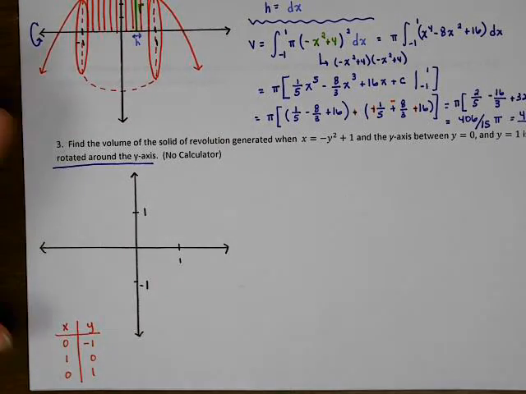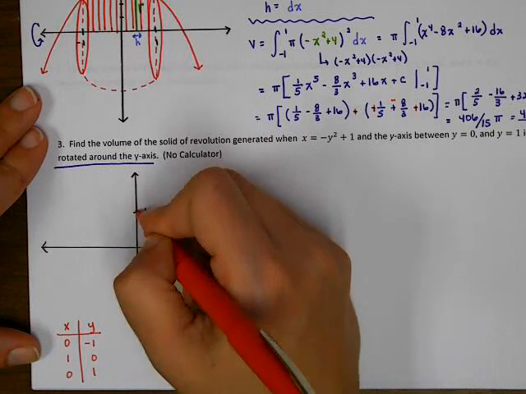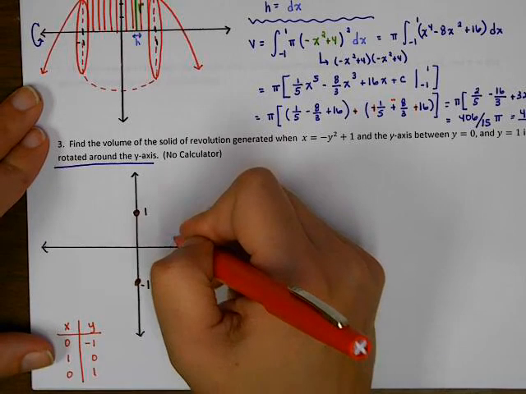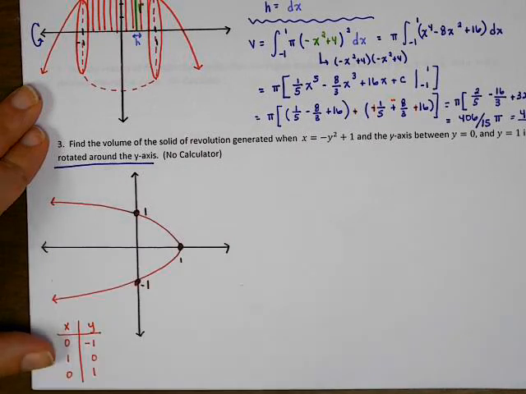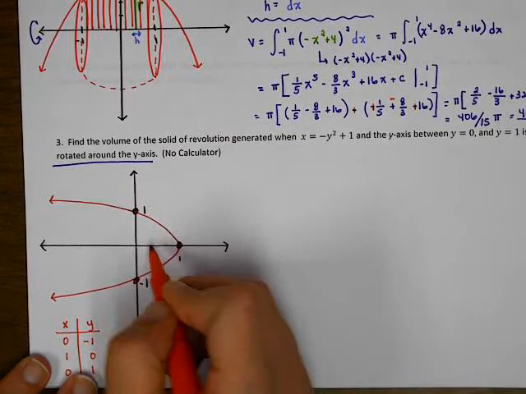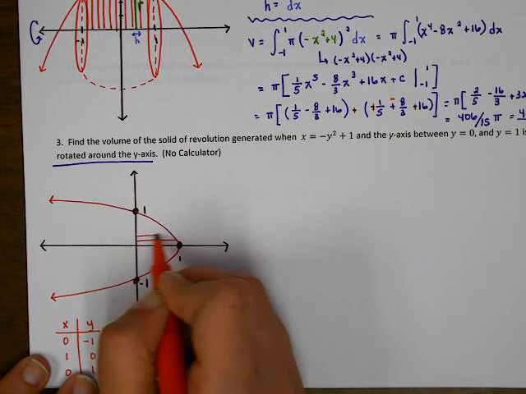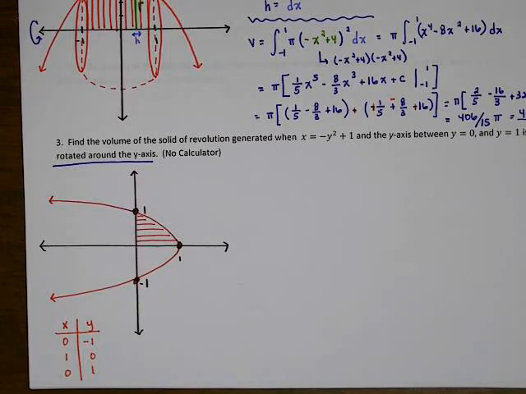And then let's graph those. So 0, -1, 1, 0, 0, 1, and here's my parabolic function. Now I'm only going to revolve the region between y equals 0 and y equals 1. So that would be this region right here. And I'm going to revolve that region around the y-axis.